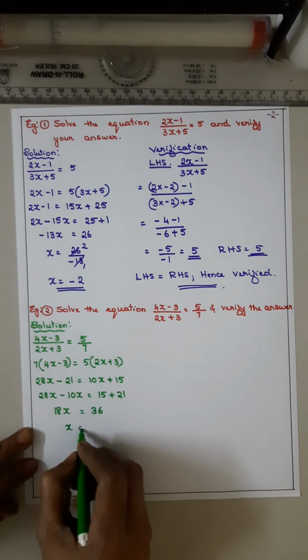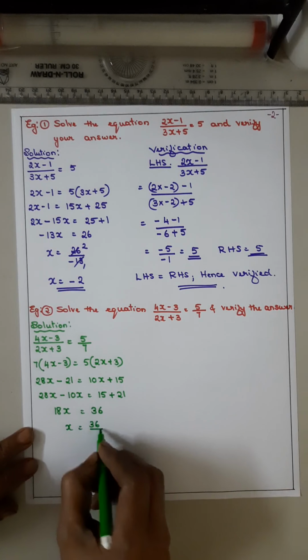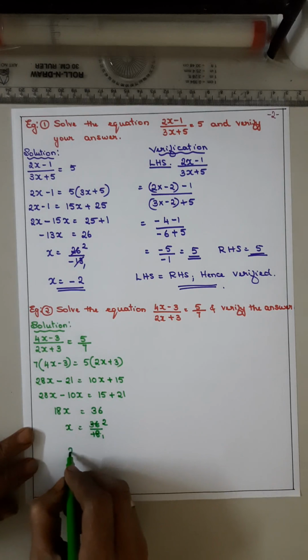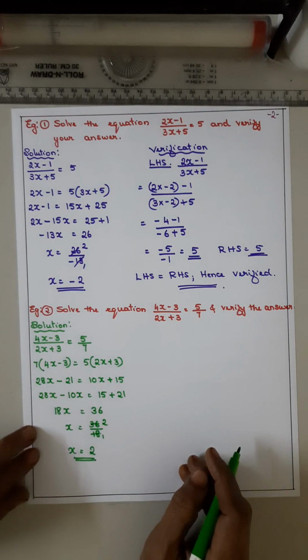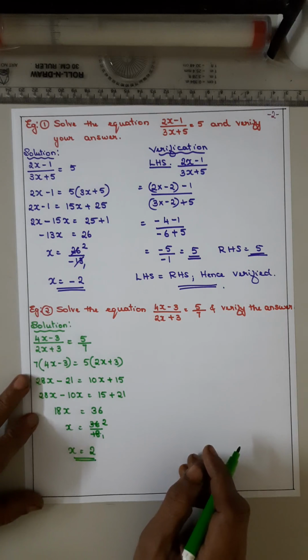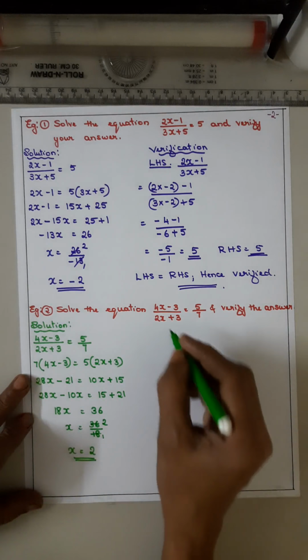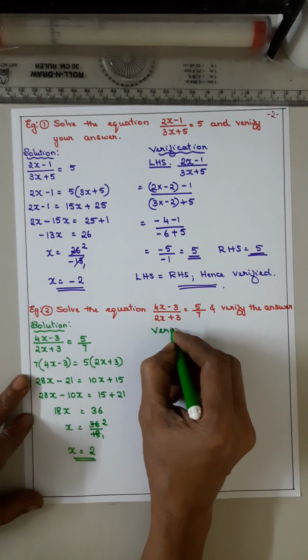So x is equal to 36 upon 18. 18 ones are 18, 18 twos are 36. So x is equal to 2. Okay. Hope everyone is understanding. Now coming to verification.